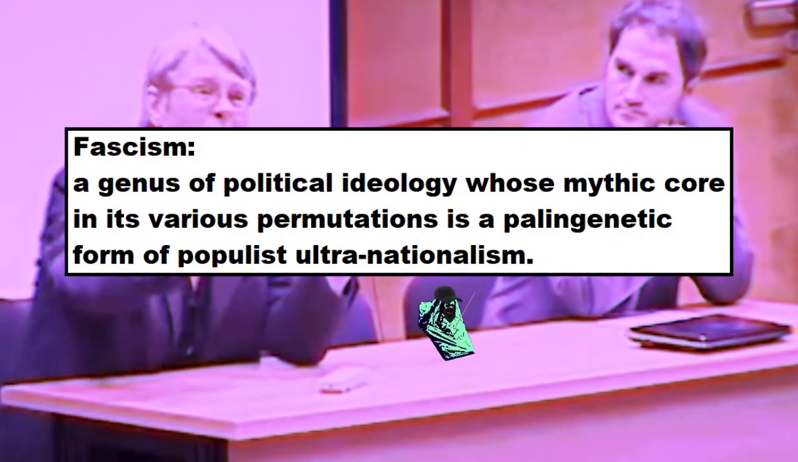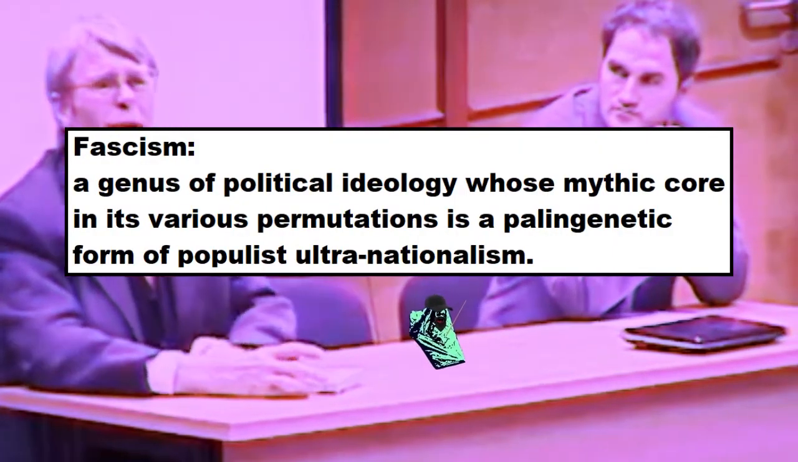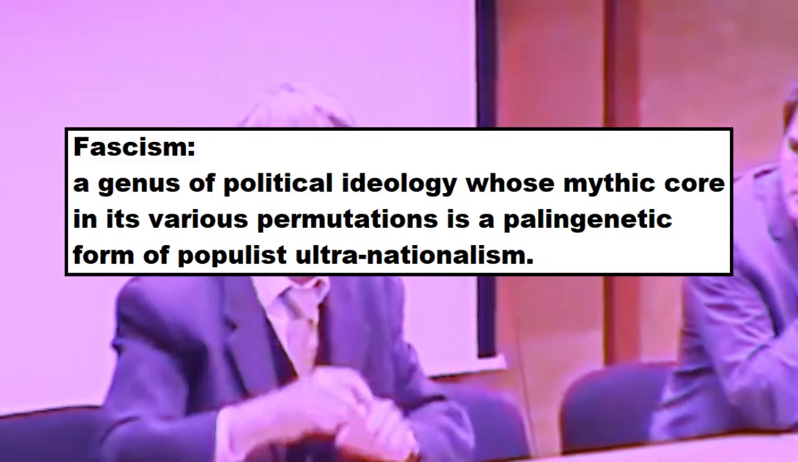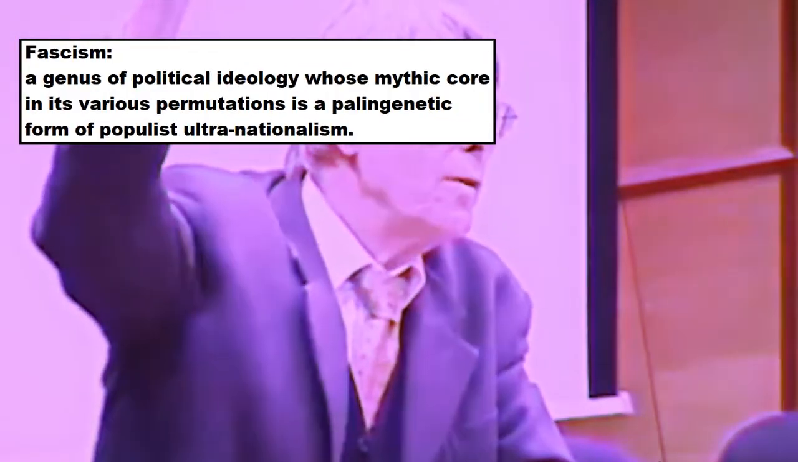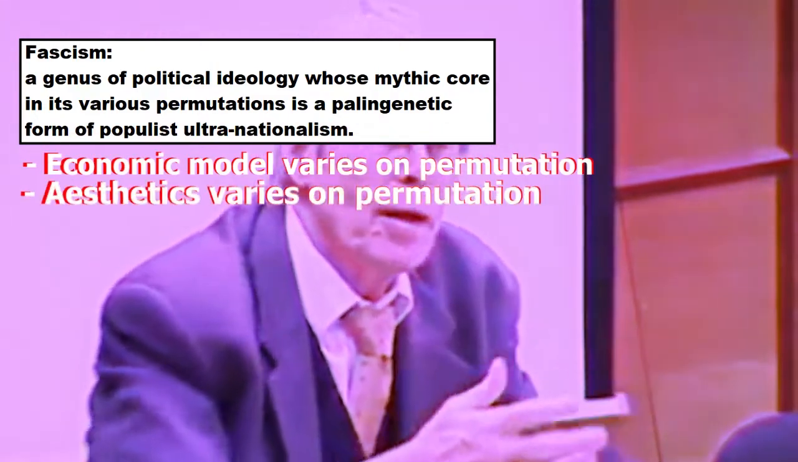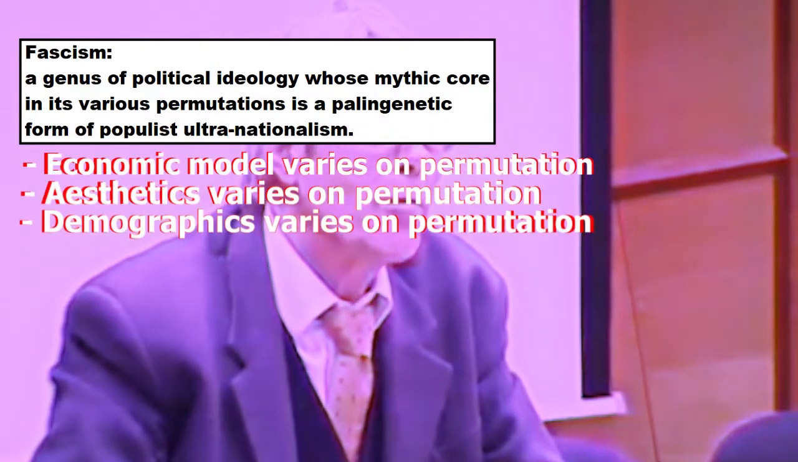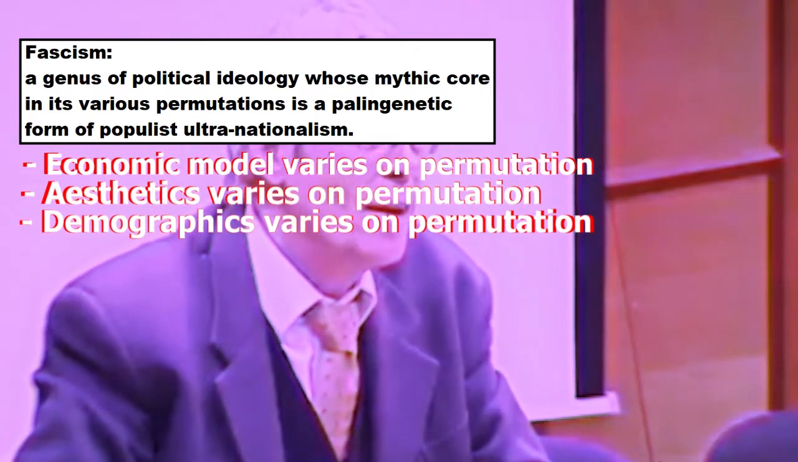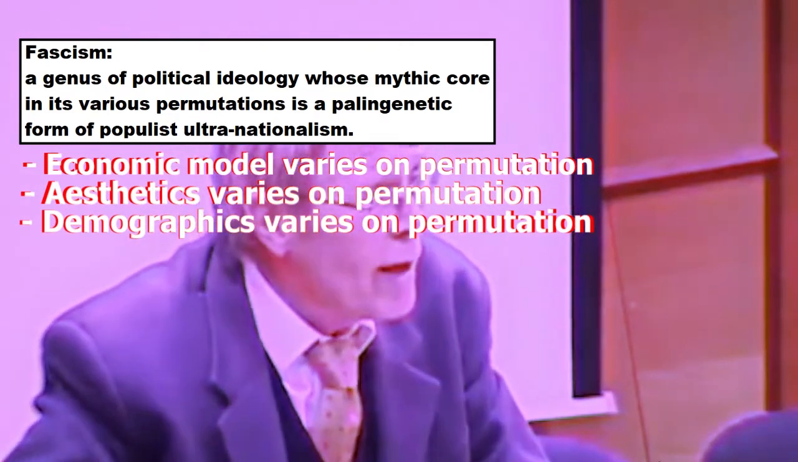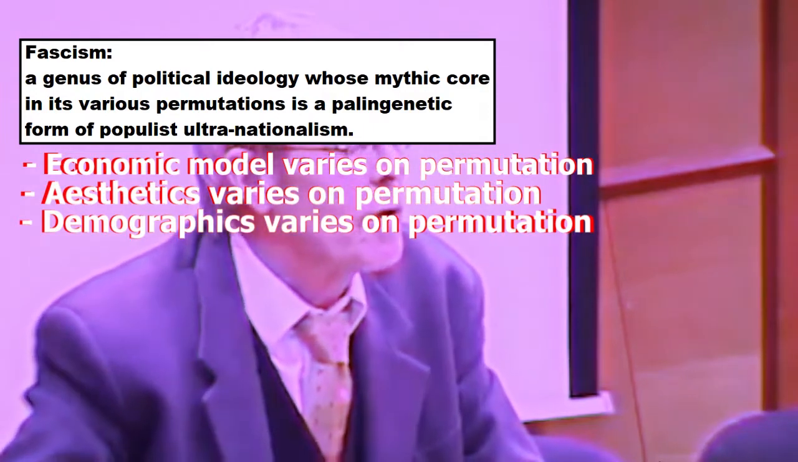Roger Griffin's definition of fascism is a genus of political ideology whose mythic core in its various permutations is a palingenetic form of populist ultranationalism. Notice how within this it doesn't name any specifics about how to carry this out economically, aesthetically, or even demographically, as opposed to other definitions or methods that identify characteristics of specific movements as inherent to the ideology itself, when these are often at most accidental.